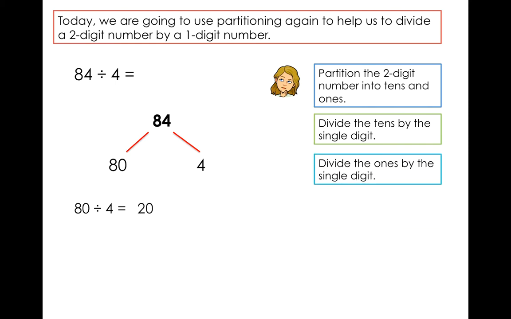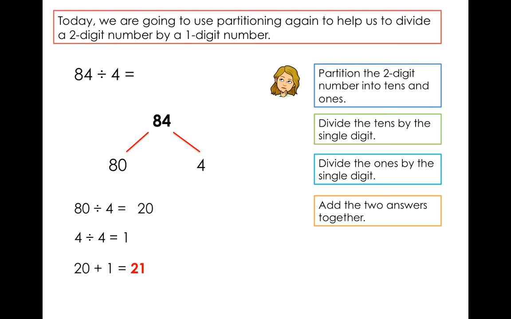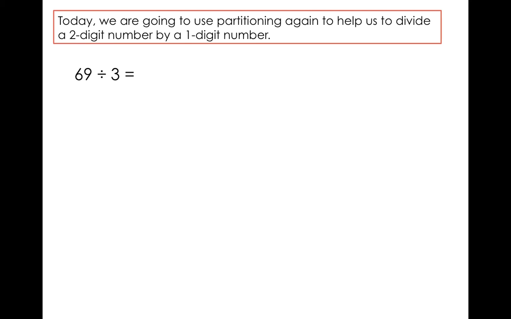Then I divide the ones, the 4, by the single digit 4. Okay, and 4 divided by 4 is 1. Okay, and finally I add the two numbers together, 20 add 1, which gives me 21. So 84 divided by 4 is 21.